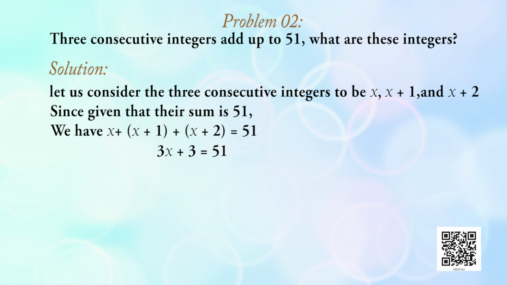Therefore, 3x plus 3 is equal to 51. And if you transpose 3 on the left hand side, it becomes minus 3. Therefore, 3x is equal to 51 minus 3, that is 3x is equal to 48. Now, divide both sides by 3, it becomes x is equal to 48 by 3, that is nothing but 16.